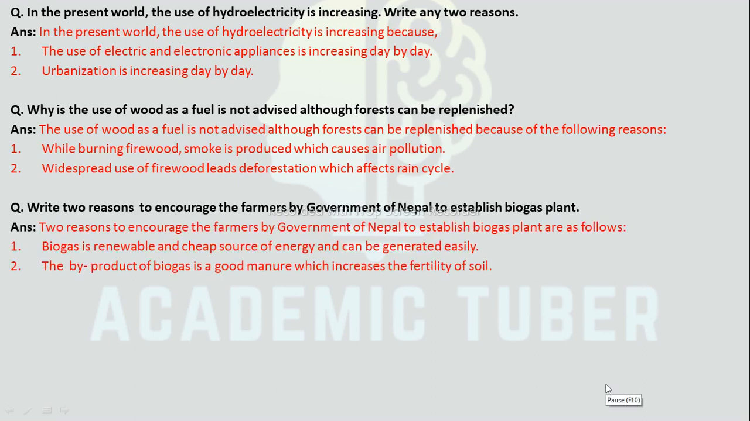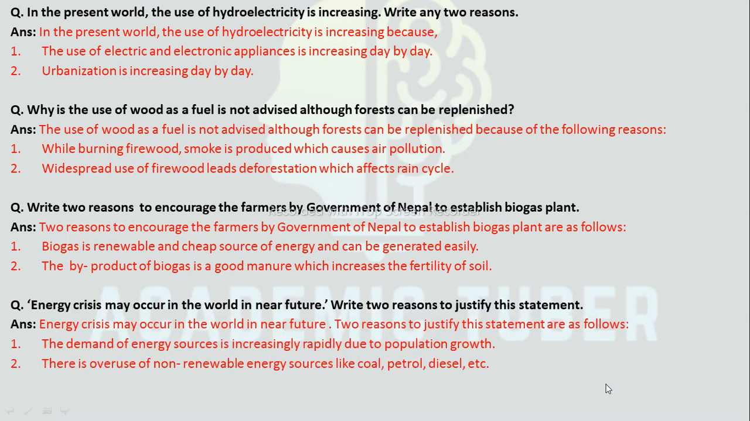Write 2 reasons to encourage the farmers by government of Nepal to establish biogas plant. The 2 reasons to encourage the farmers by government of Nepal to establish biogas plant are as follows. Biogas is renewable and cheap sources of energy and can be generated easily. The byproduct of biogas is good manure which increases the fertility of soil.